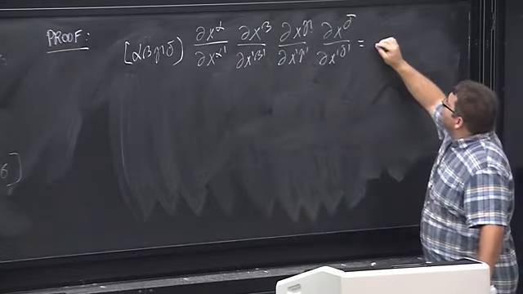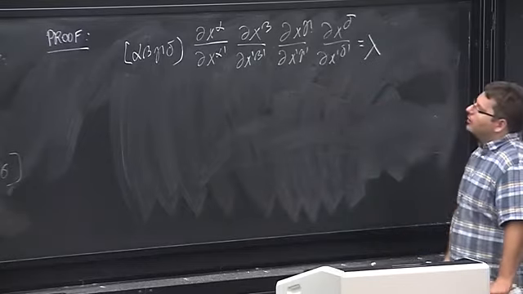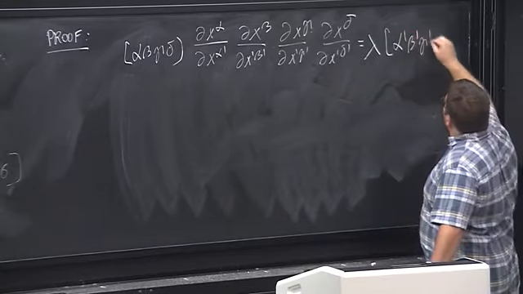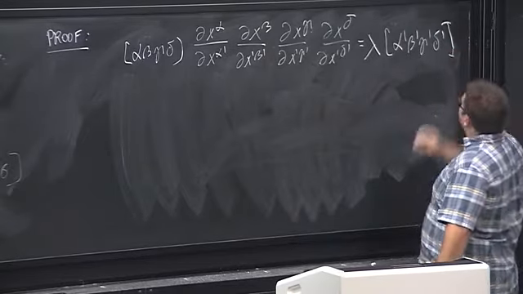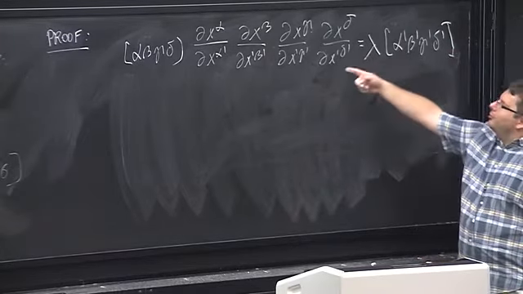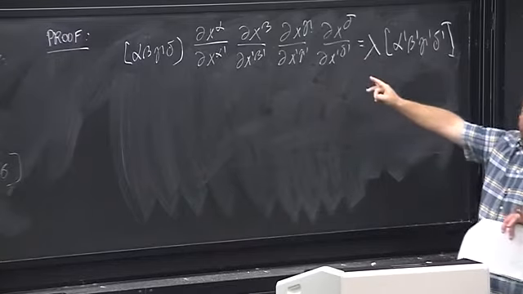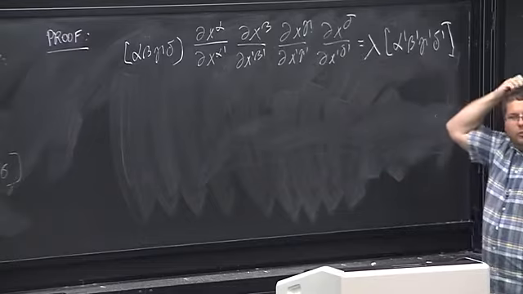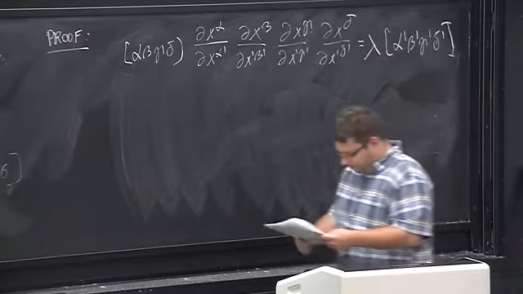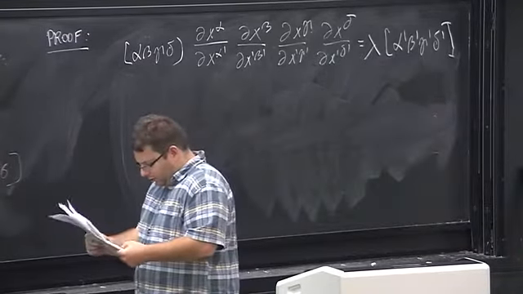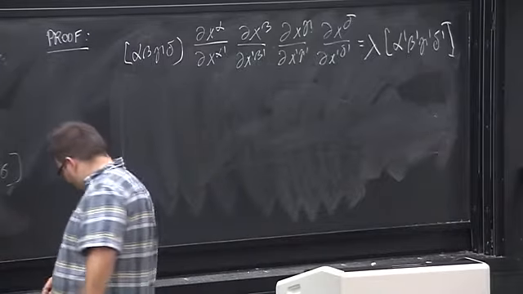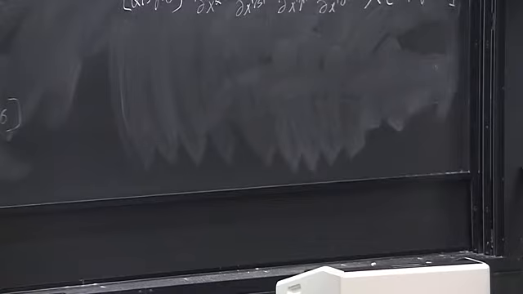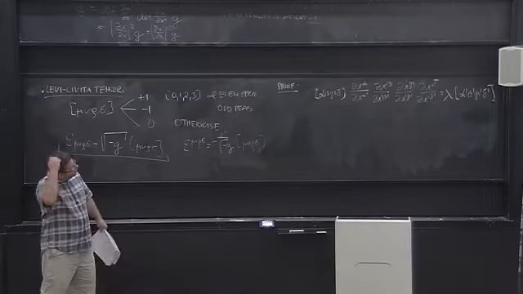So it must be proportional to, let's write it, lambda times the epsilon with alpha prime, beta prime, gamma prime, delta prime. So this must be true. Whatever is here is completely antisymmetric in prime indices, and there must be some proportionality factor here, lambda. Okay, so far so good. So if this is true, then let's find what this lambda is.